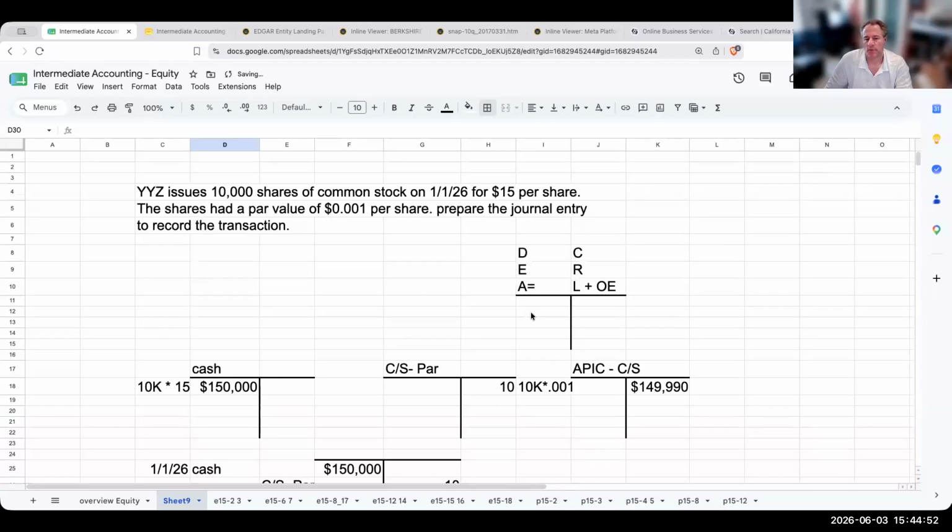Okay, so that's how I'm going through and dealing with it. When I show the cash being received, I assign the first amount over here to common stock at par, and then the difference is going to go to additional paid-in capital common stock. So that's how I go through and record a basic stock transaction.